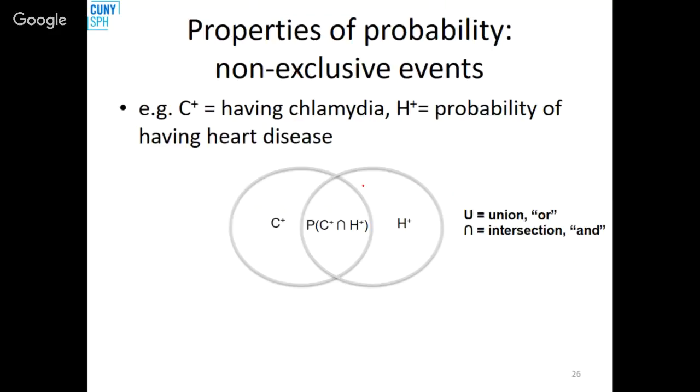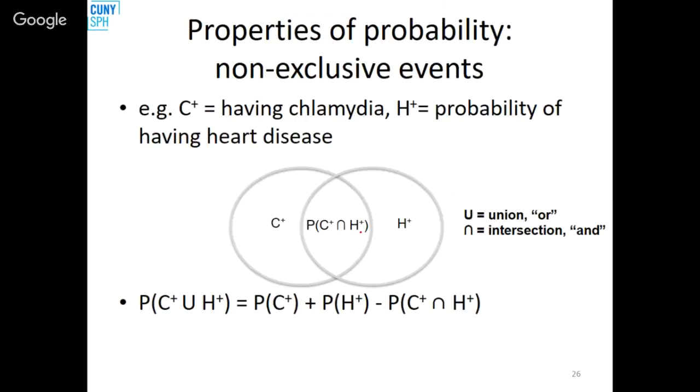So let's take two different events, such as having chlamydia and having heart disease. In this case, these are not necessarily mutually exclusive. There's some overlap here, the probability of having both chlamydia and heart disease. And in this case, the probability of having the union is equal to the sum of the two minus this bit in the middle that we're counting twice, that intersection.